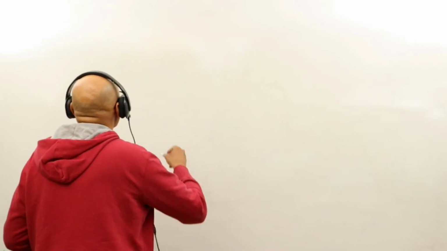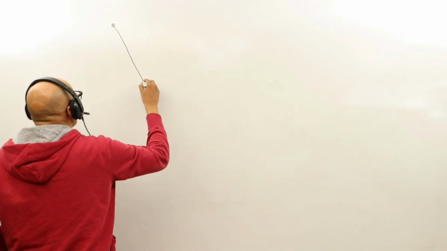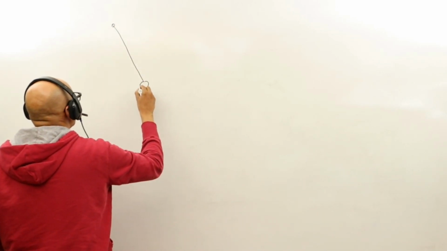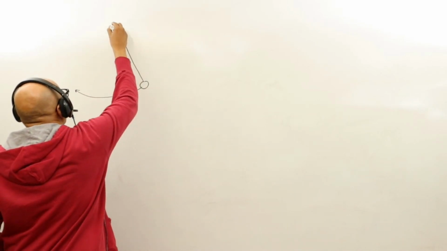So in this problem, the first thing you should always do is redraw the diagram over again to make sure you understand the problem. So we have a simple pendulum that's going back and forth. It's being released at an angle theta.